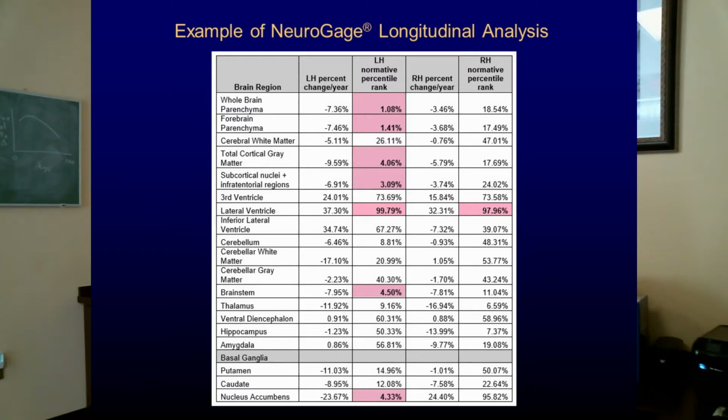The forebrain parenchyma was similar. The gray matter shrunk too fast, and that was at a 9.6% per year rate of shrinking. Subcortical nuclei and infratentorial regions, which are lower brain regions, shrunk too fast, as did the brainstem and nucleus accumbens. Then we have the lateral ventricle, left and right. Well, that got big abnormally fast. As I said earlier in this talk, the reason it got big was because the brain tissue around the ventricle was shrinking, and that's why the ventricle enlarged by default.